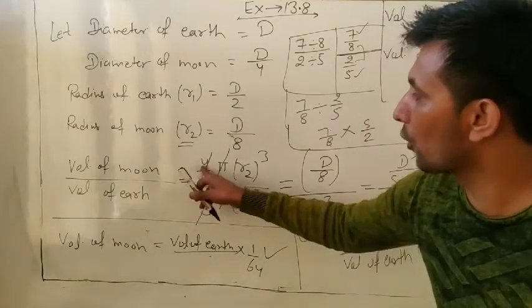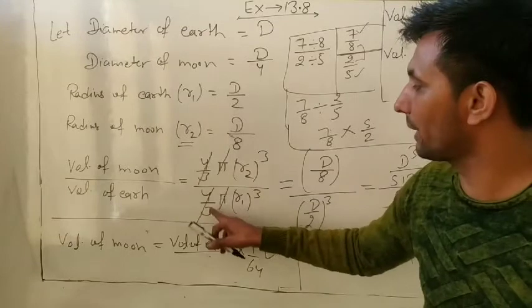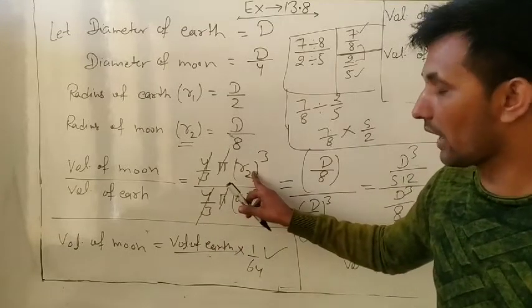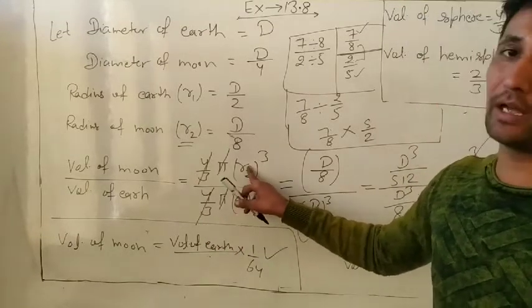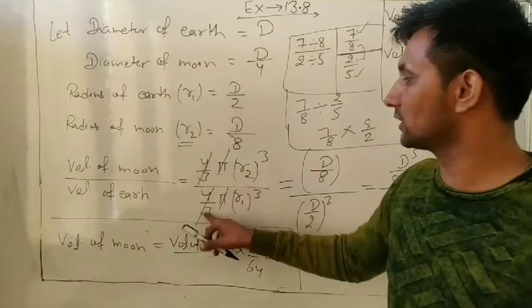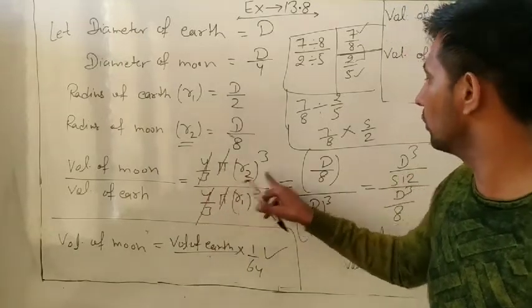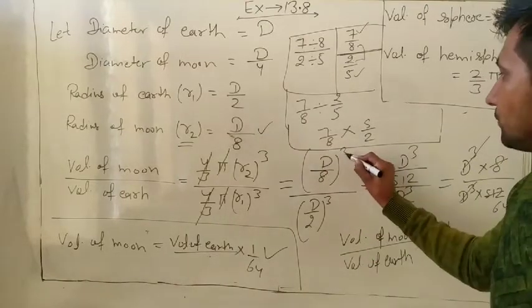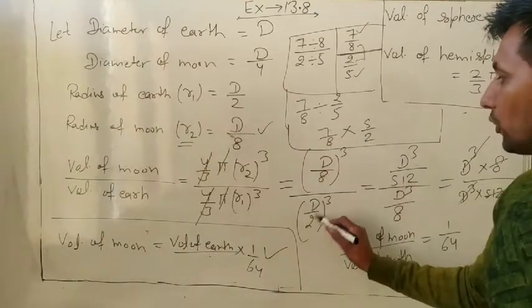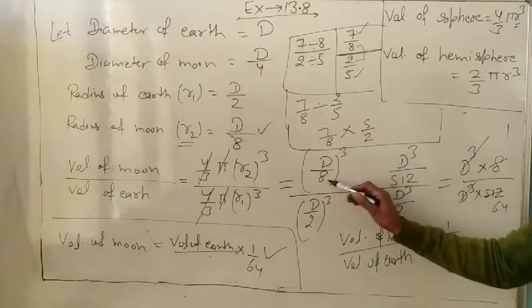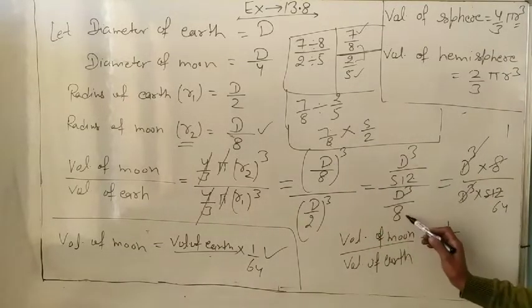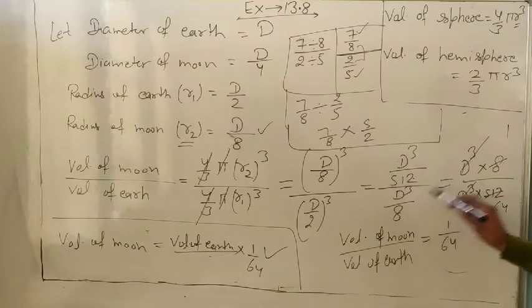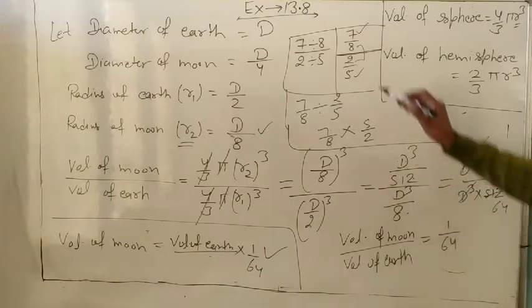Volume of moon is 4 by 3 pi r cube. R1 and R2 both are different radii. 4 by 3 cancels, pi cancels. R2 is how much? D upon 8 cube, and R1 is D upon 2 cube. So D cube upon 8 cube, divided by D cube upon 2 cube. Now how will you solve? First and fourth: D cube into 8. Like this we can solve.